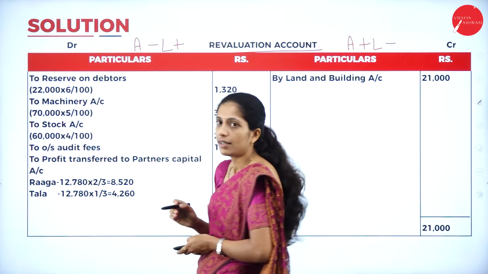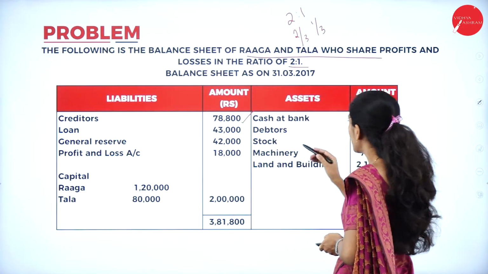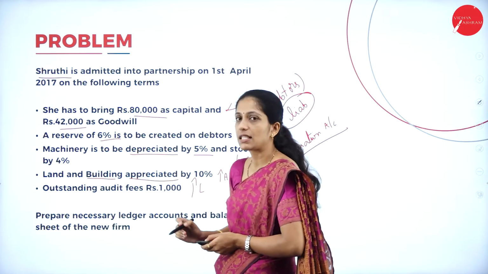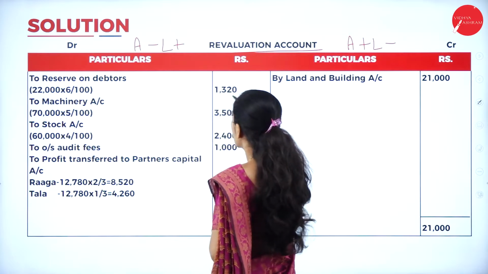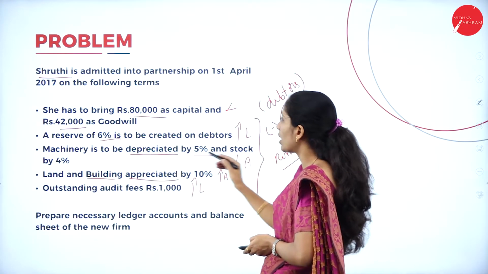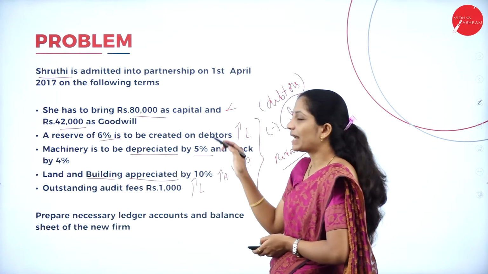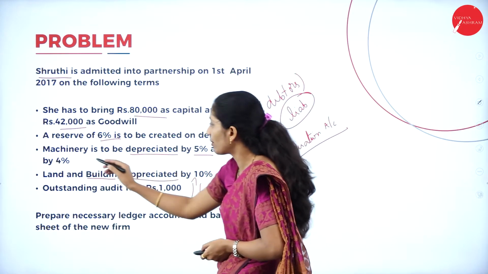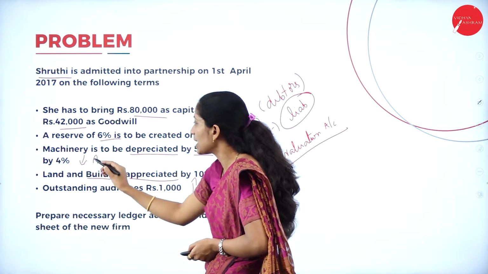So how to record? To reserve on debtors. Now see what the debtors is. Debtors is 22,000. What is the percentage? 6%. So 22,000 into 6% you will get 1,320. In the same way, next one is machinery and stock being depreciated. So that is decrease in asset. We have identified, right?